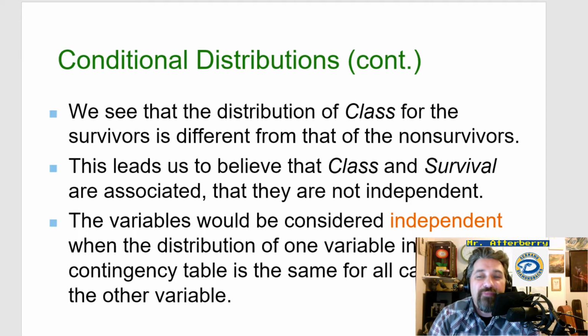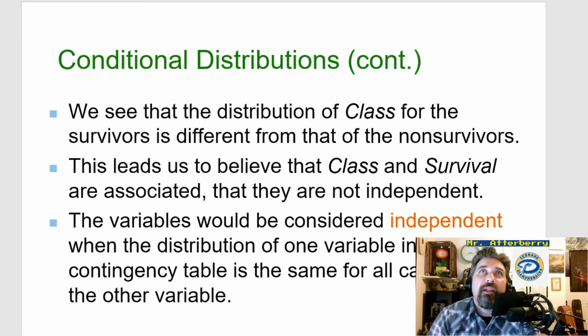Okay, that's called not independent. That's called dependent. That there's a possibility that they're dependent. There's an association between the two things. The variables would be considered independent when the distribution of one variable in all contingency tables is the same for all categories in the other variable.